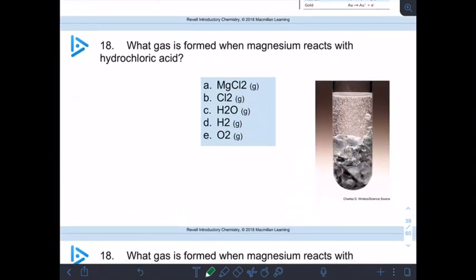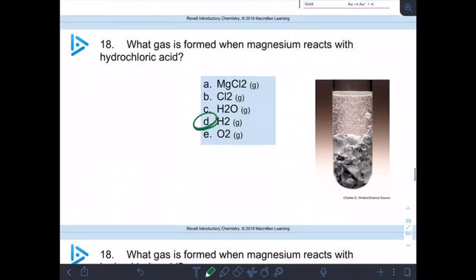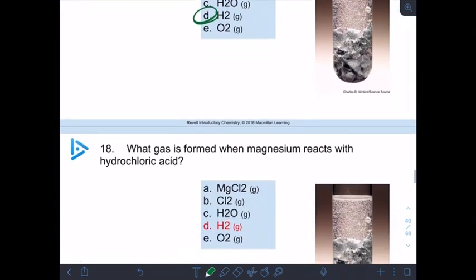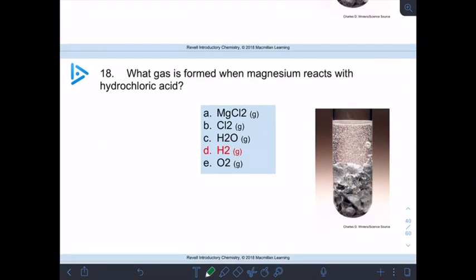So what gas is formed when magnesium reacts with hydrochloric acid? And this is very simple. When metal reacts with acid, we get hydrogen gas. It's one of the standard reaction types. Metal plus acid makes hydrogen gas.